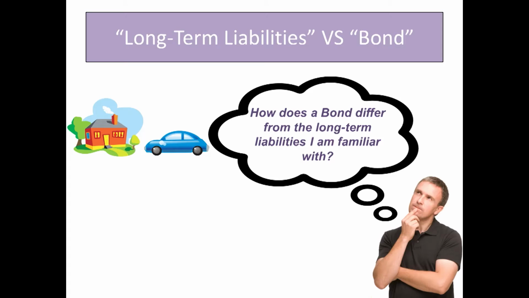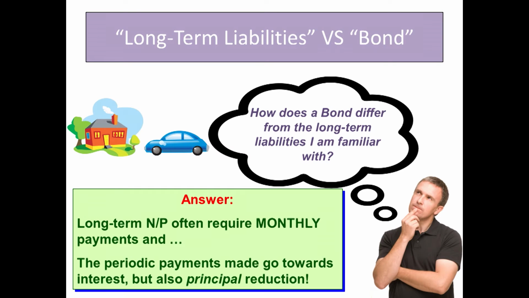Well, going back to the slide, long-term notes payable are different. They usually require monthly payments, okay? And the periodic payments go towards interest, but it also reduces principal over time. So if I drew a little graph up here, like for say your car loan, and this is your principal, it declines over time, doesn't it? Does that make sense?